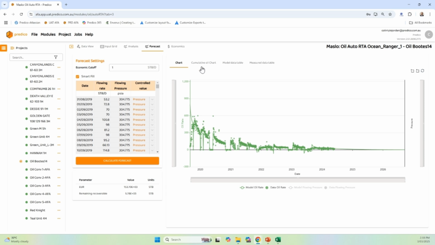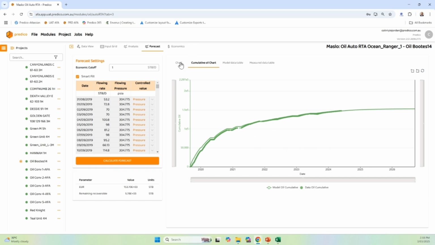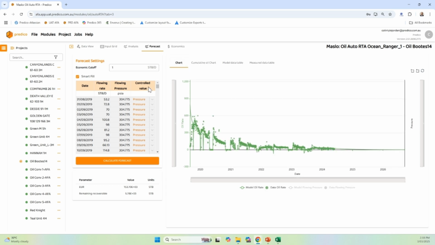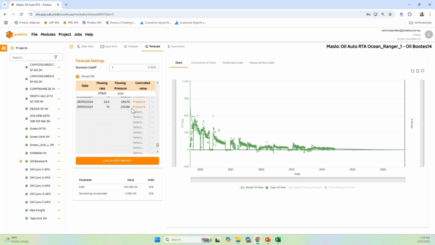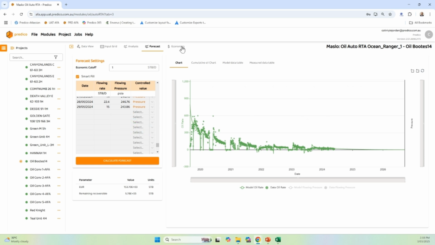If we were to take a look at the cumulative oil chart, we can see even here, this is another way of looking at how well the history match has been accomplished, all using automation. Now, this well tends to have some high line pressures towards the end. 243 psi, which is a fair amount of liquid above the wellbore or above the producing zone. We could see what would happen both from a production and economic perspective with our economics tab.